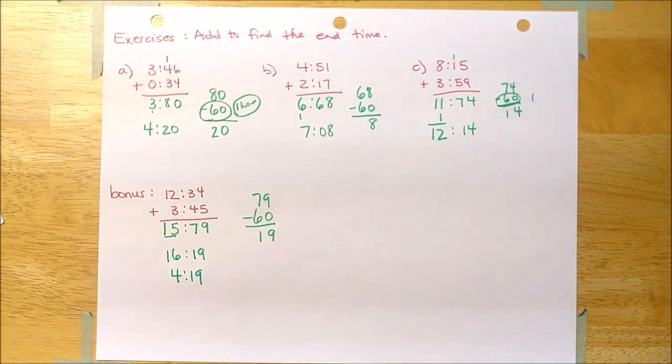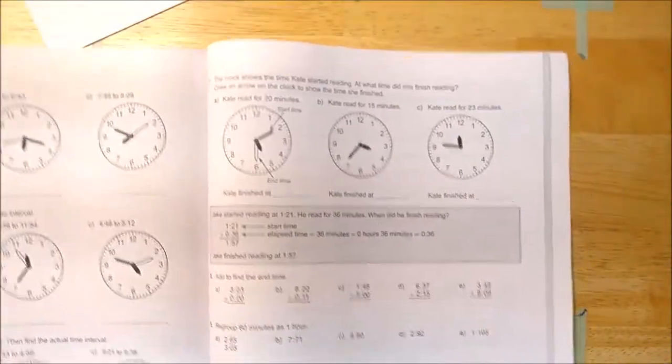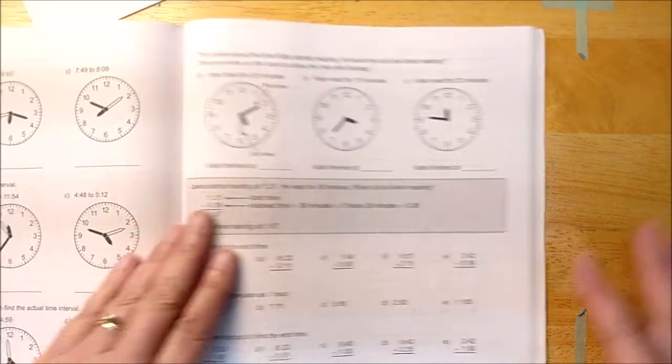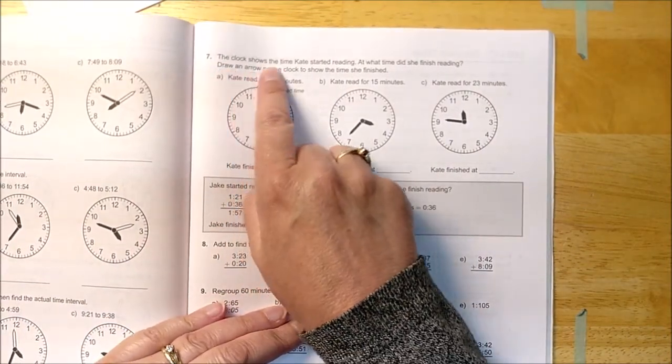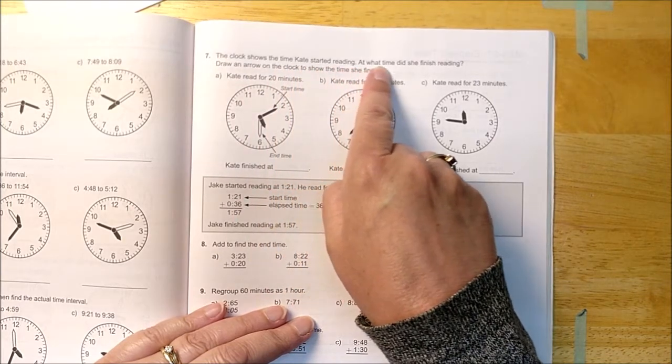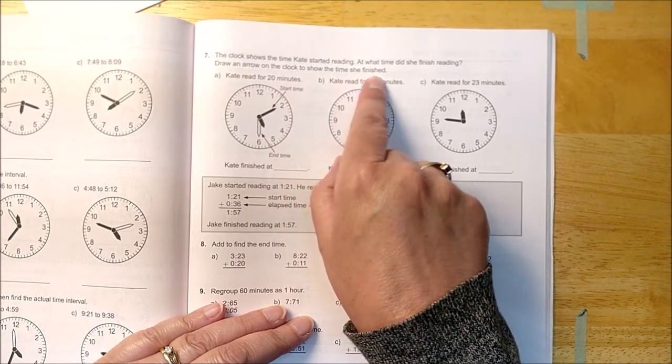All right, that's what you're going to be doing today, grade 4. So you've got one page to do. So the first activity is just like our first sheet we did in our video today. The clock shows the time Kate started reading. What time did she finish reading? Draw an arrow on the clock to show the time she finished.